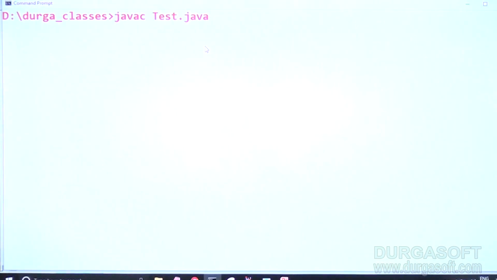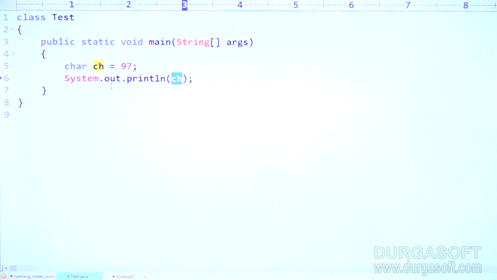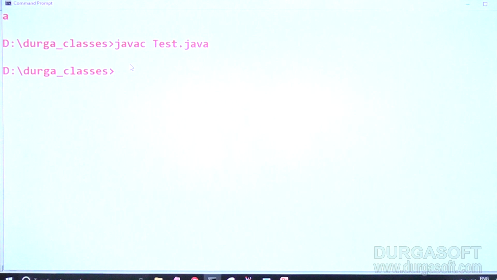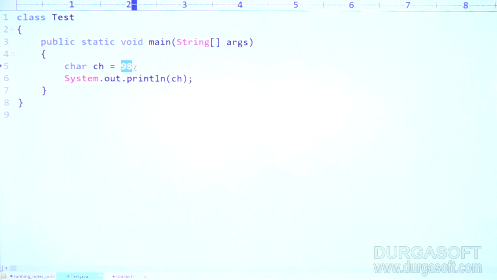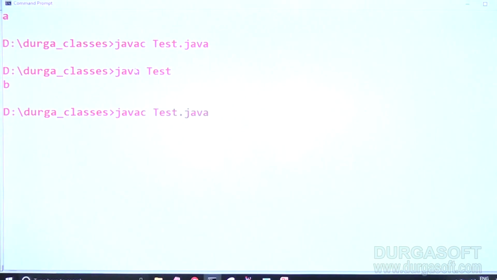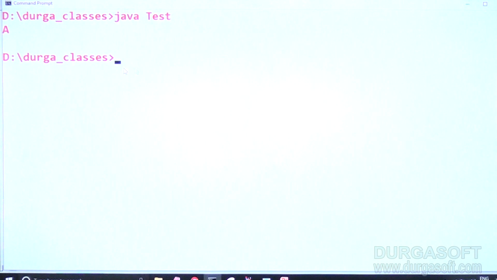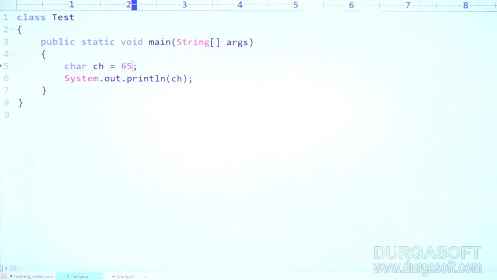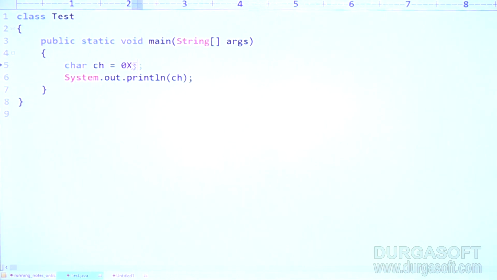What is the answer we are getting? Have you observed? If I run this one, A itself is the answer. Char ch is equal to 97, SOP of ch means A itself is the answer, right? Now char ch is equal to 98. No problem at all. Yes, the corresponding character B we are going to get. Char ch is equal to 65. Then which one is the corresponding character? Capital A itself is the corresponding character. Are you getting it, right? It's very clear for you people, right? Next, sir, char ch is equal to 0xface.